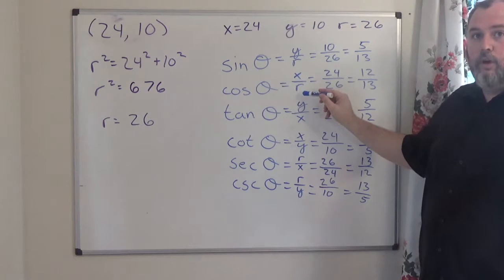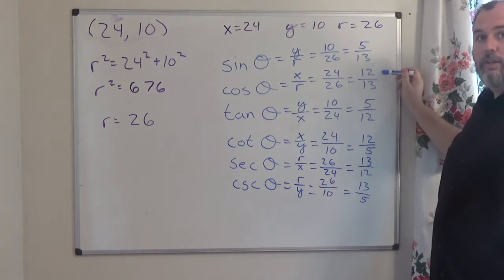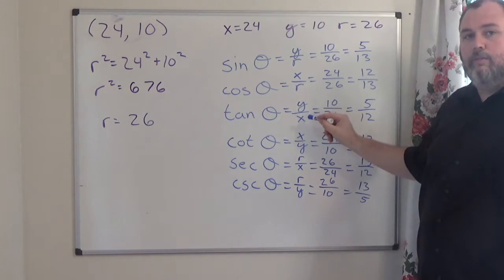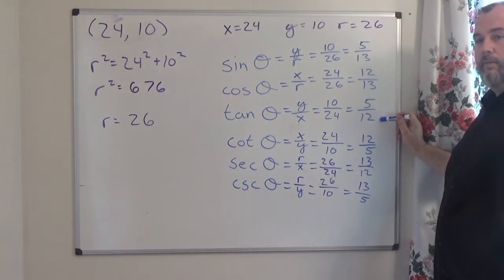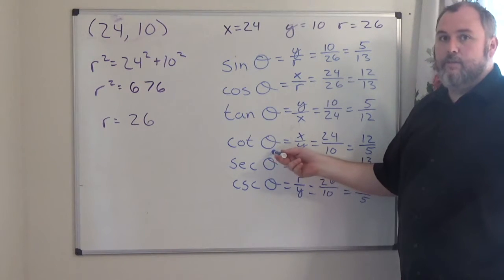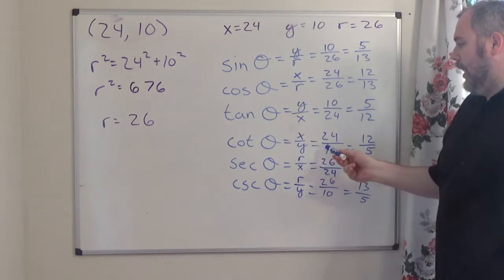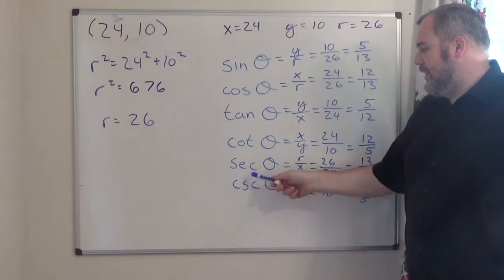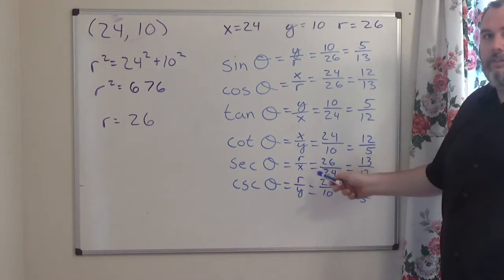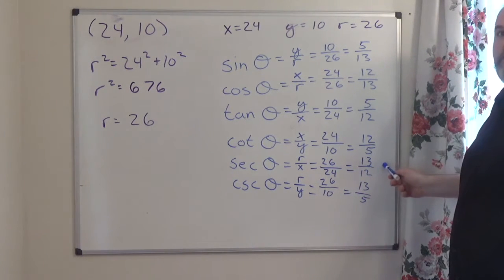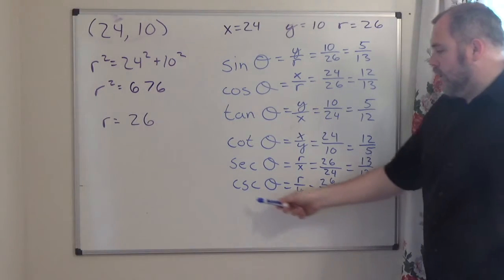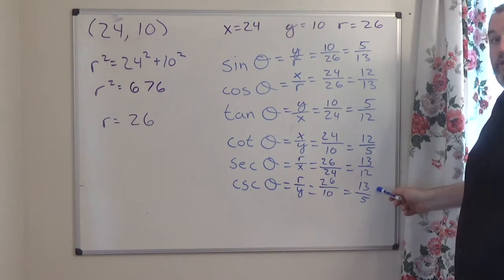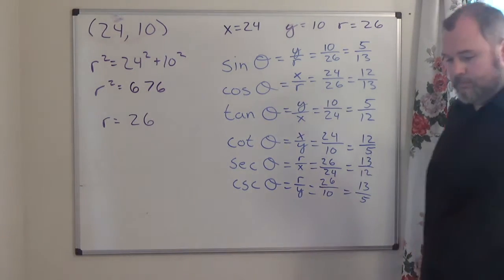Cosine is x over r. Plug in the numbers, reduce, you get 12 over 13. Tan of theta, plug in the numbers for y over x and you get 5/12. Cotangent of theta is equal to x over y. Plug in the numbers, reduce, 12 over 5. Secant of theta is r over x. Plug in your numbers, reduce, you should get 13 over 12. Cosecant of theta is r over y. Plug in your numbers, reduce, you should get 13 over 5.